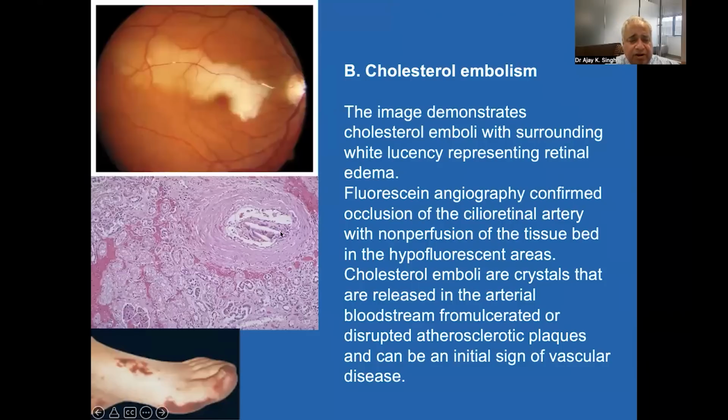This is shown here. You see these cleft-like crystals, crystals that are released in the arterial bloodstream from ulcerated or disrupted atherosclerotic plaques. It can be the initial sign of vascular disease. And in this patient, you see this. So oftentimes you might have loss of the pulse here in the feet, and then you see this reddish-bluish discoloration.